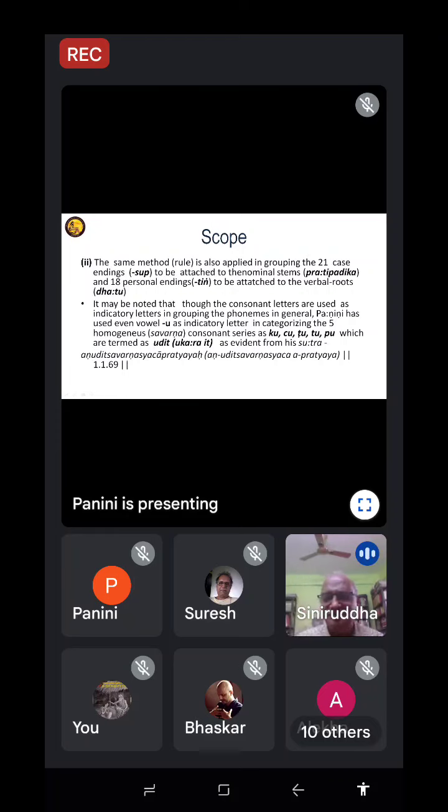Panini does not use the words ka, kha, ga, gha, nga; nowhere has he used them. Everywhere he uses ku. Ku means the whole series. Cho kuh. Chavargasya kavarga adesha.